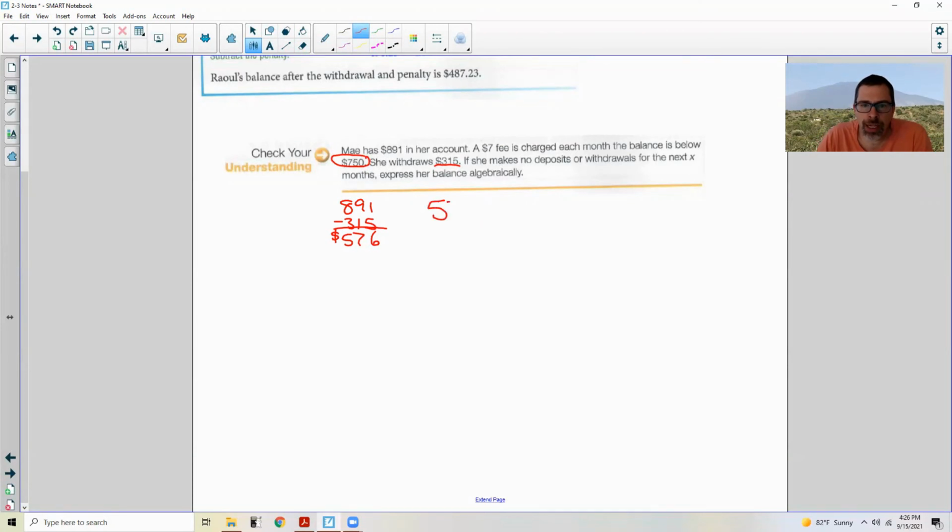Okay, so if she makes no deposits or withdrawals for the next X months, express her balance algebraically. So you take the amount she has in her account after she withdrew the $315 and you subtract $7 times the number of months she does not make a deposit. So in other words, if she does not put money in that account, they're going to charge her $7 a month. So it's going to keep getting smaller and smaller. It'll go from 576 to 569 to 562 to 555 to 548 to 541. Just keeps taking and taking, charging her $7 because she doesn't have a minimum balance. And this is the algebraic expression.